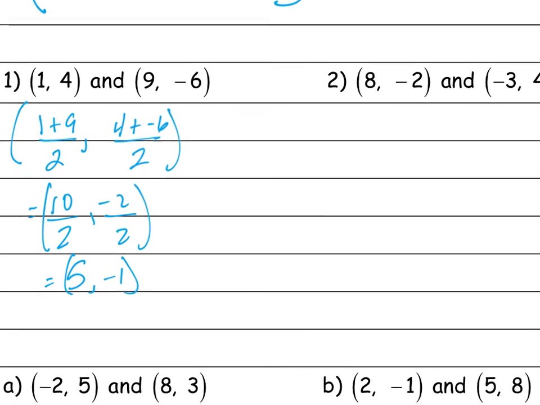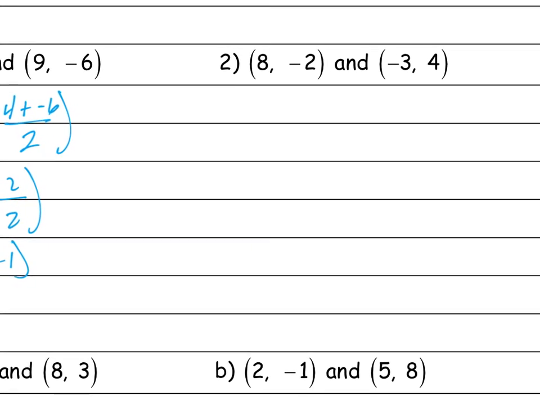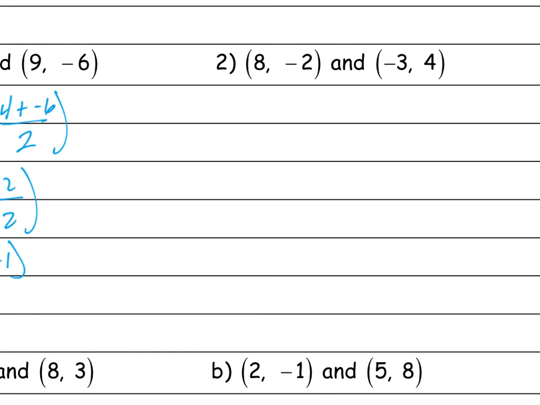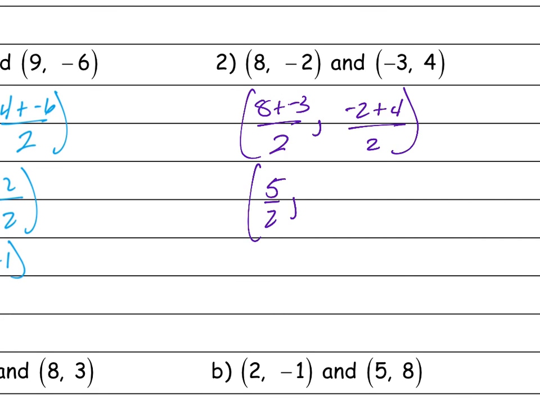So, let's do the next one. Same thing. So 8 plus a negative 3 divided by 2, and negative 2 plus 4 divided by 2. That gives us 5 divided by 2, and 2 divided by 2. So that gives me 5 halves and 1. Done. Not too bad?